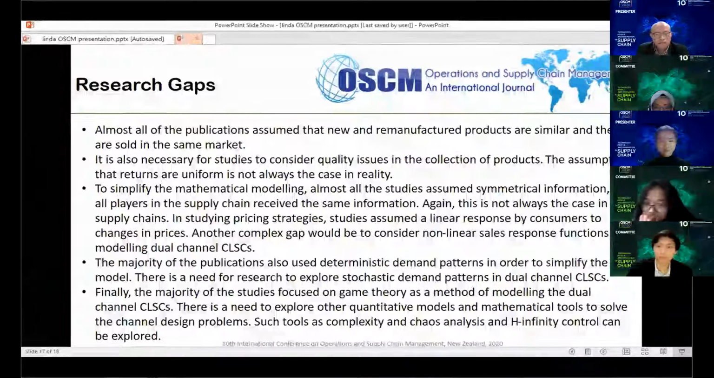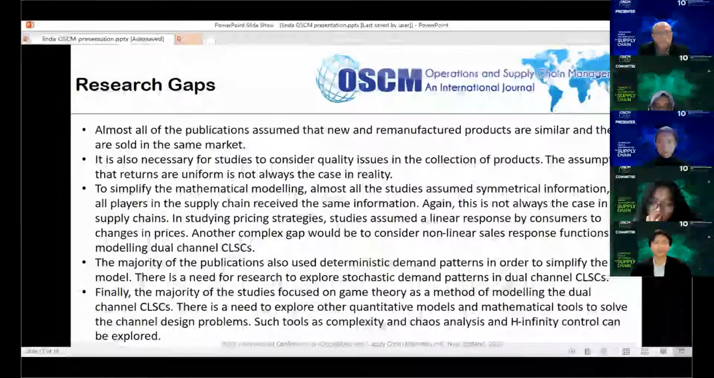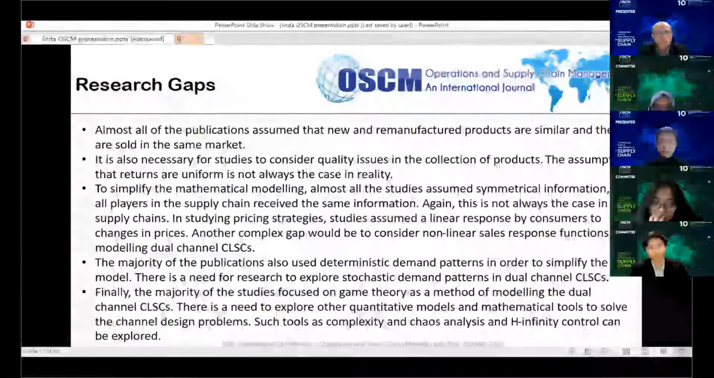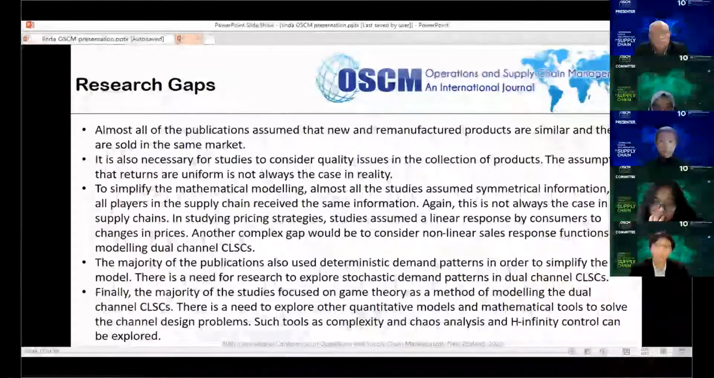And also, to simplify mathematical modeling, almost all the studies assumed symmetrical information, that is, all players in the supply chain receiving the same information. Again, this is not always the case in real supply chains, and there is a need to explore asymmetrical information in dual channel closed loop supply chains. The majority of the publications also assumed deterministic demand patterns, and this is also not the case in reality. So there is a need for research to explore stochastic demand patterns in dual channel closed loop supply chains.